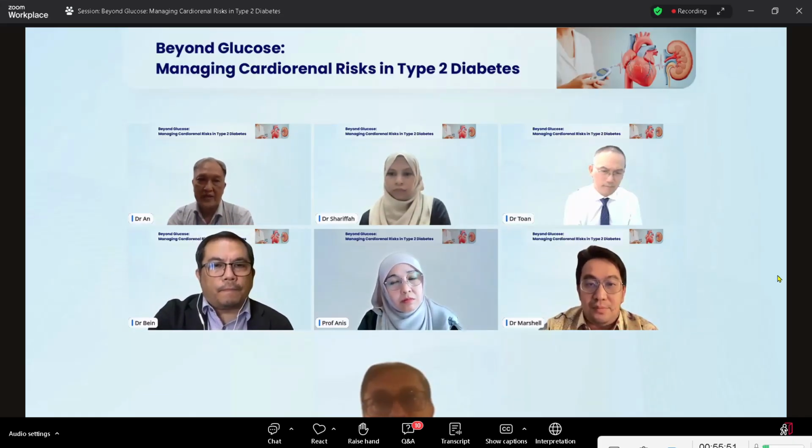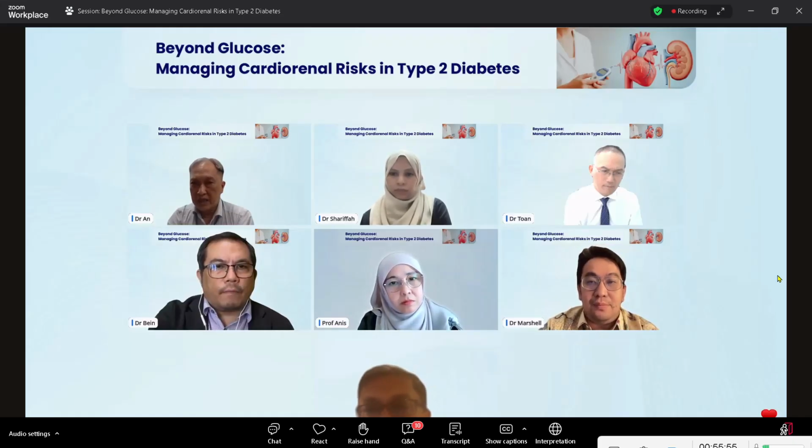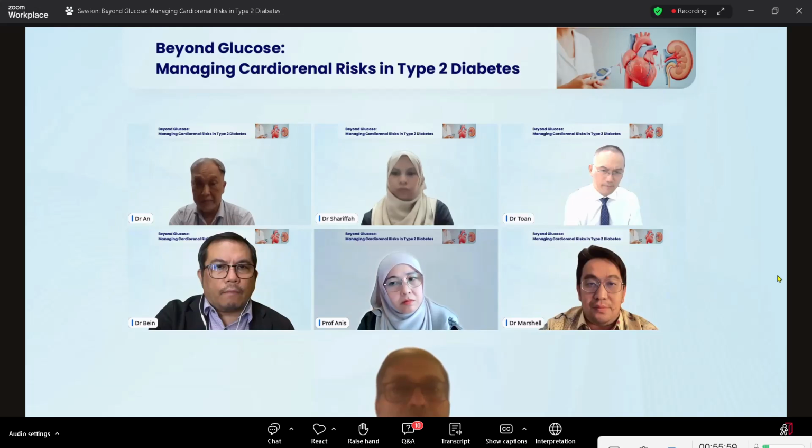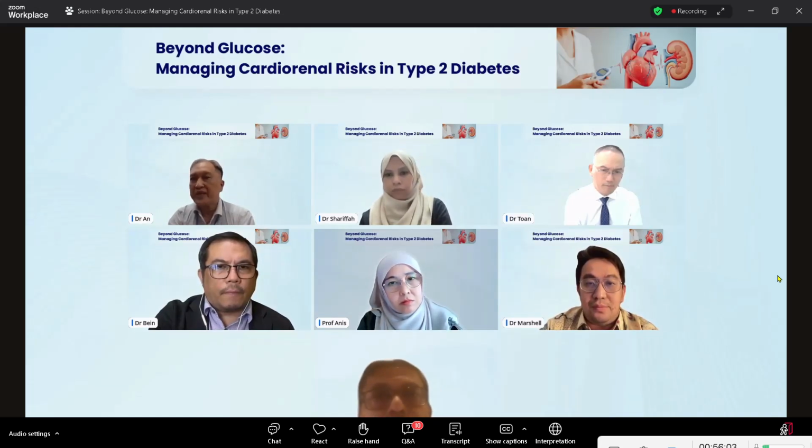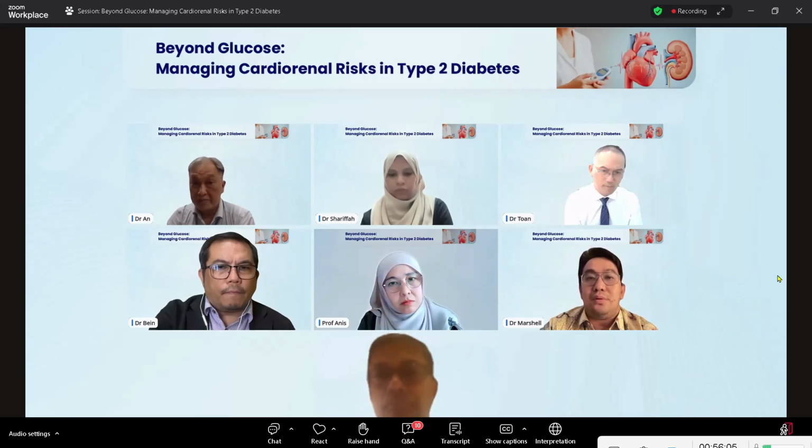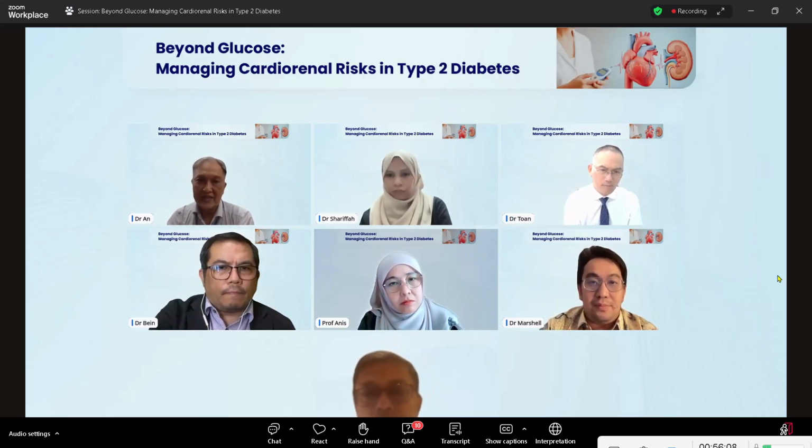The second one, we have to work with another group, like Dr. Dipanish recommended, but we have to balance between the harm and the benefit, and we change the statin according to Professor Anis.